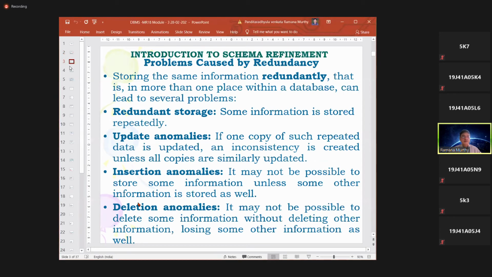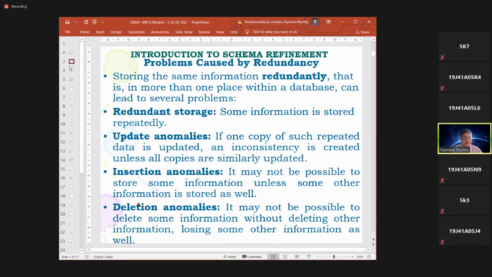So first of all, once again, we identify the problems caused by redundancy. In the last class, I identified it. One of the problems is redundant storage: the same information stored redundantly, at more than one place within the database. It may lead to several problems. We call it data inconsistencies.